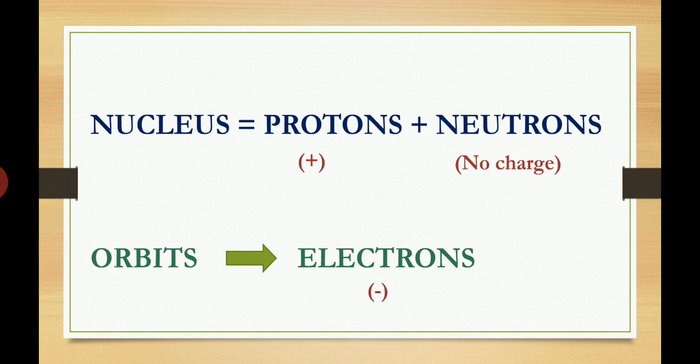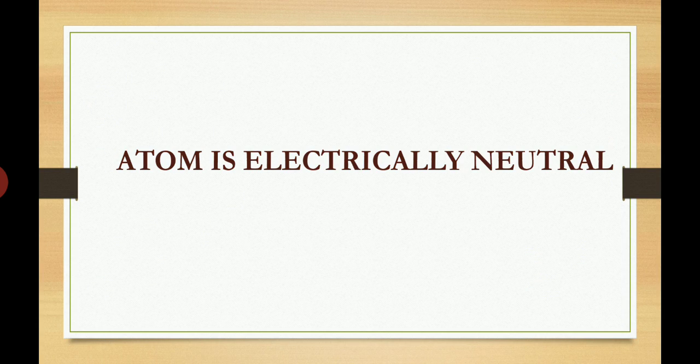Now, the electrons, which are negatively charged, and the protons, which are positively charged, attract each other, because we know that opposite charges attract each other. So electrons and protons being oppositely charged attract each other. And this negative and positive charge neutralize or cancel out each other. So the atom is electrically neutral. Overall, the atom is neutral. Overall, the atom doesn't have any charge.